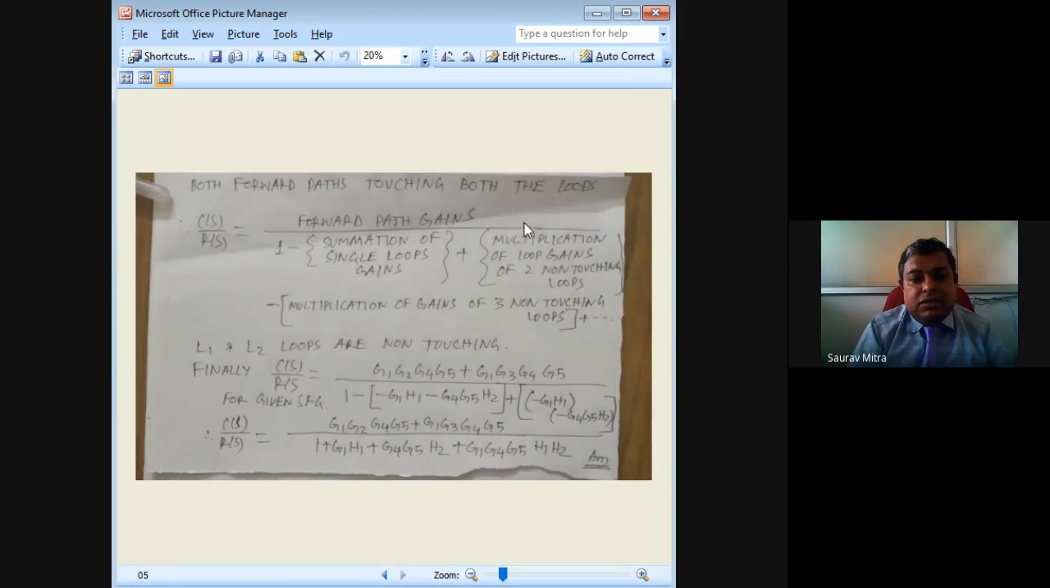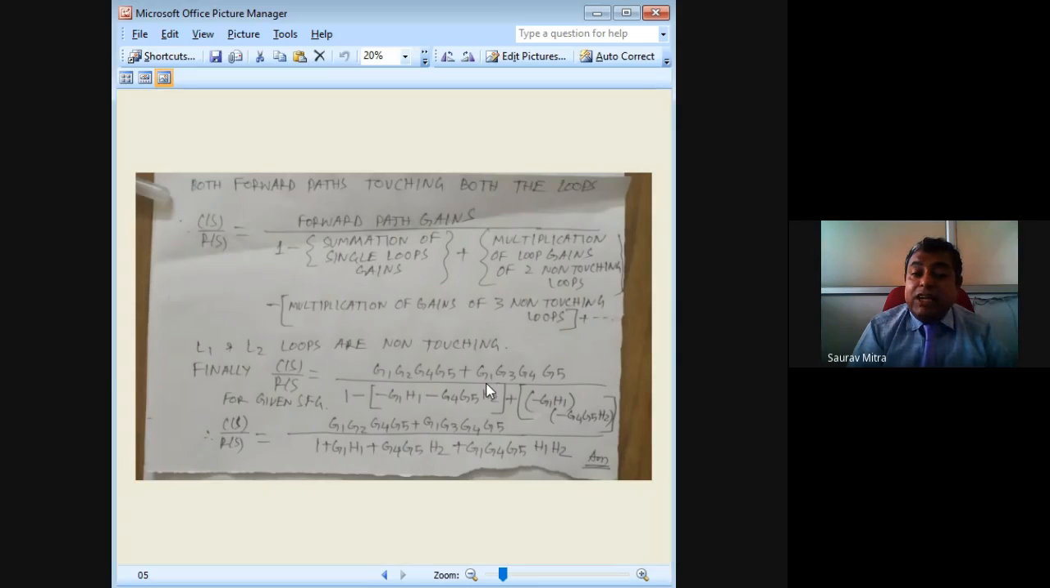So C(s)/R(s), this is actually Mason's gain formula. C(s)/R(s) is given by the forward path gains. So what are the forward path gains? You can see here G1, G2, G4, G5 plus G1, G3, G4, G5. These two are the forward paths. In Mason's gain formula, first thing you have to write is the forward path gains: G1, G2, G4, G5 and G1, G3, G4, G5.